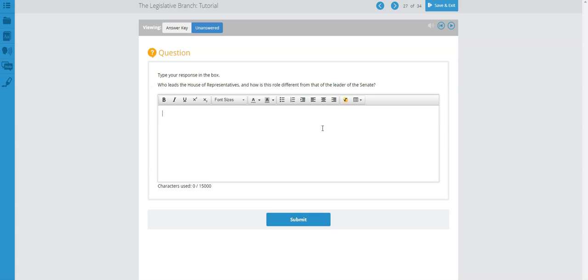In this case, who is the leader of the House of Representatives? And what is his or her job? What is she in charge of doing? And then you have to look at the leader of the Senate. What does the Senate do? What does the leader of the Senate do? So make sure you have a good solid paragraph to answer this question here. Let's move on to the next activity.